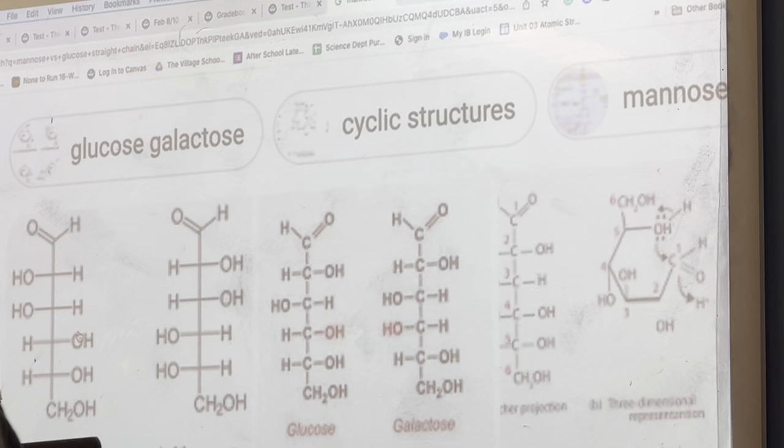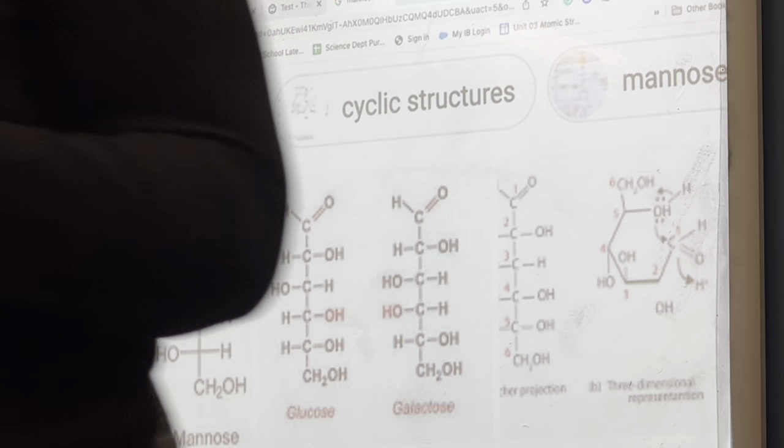So I was trying to put up the difference between mannose and glucose. That one's... They're all backwards too. It's the same picture.